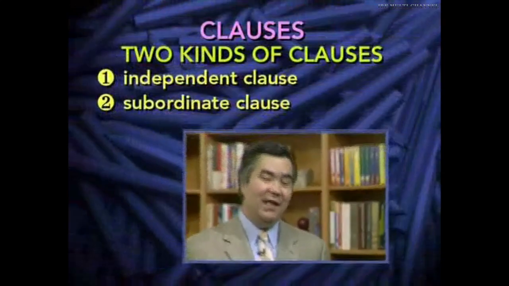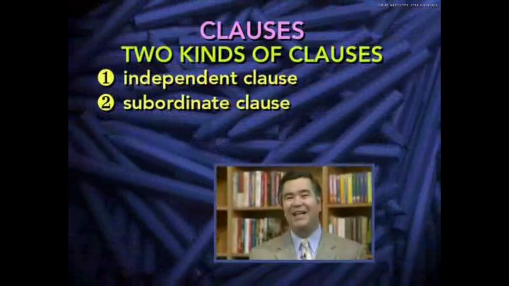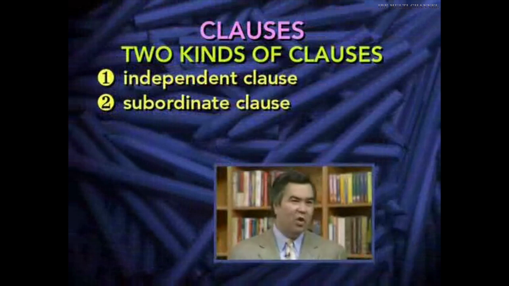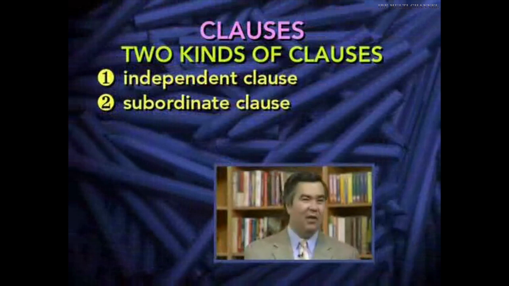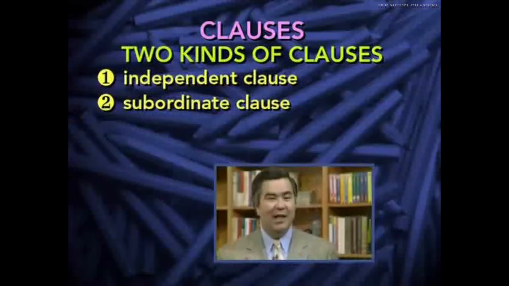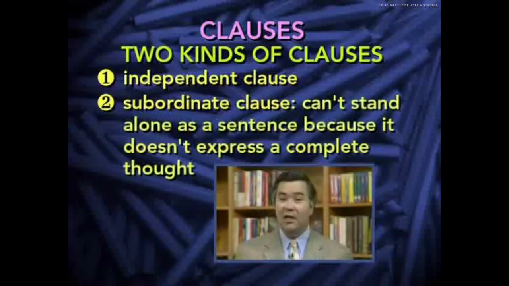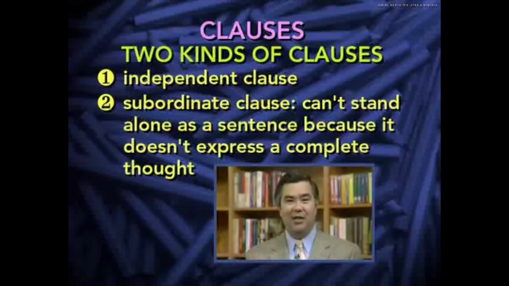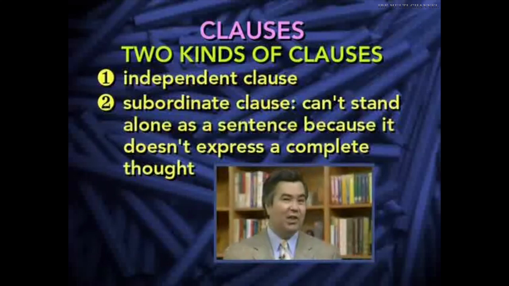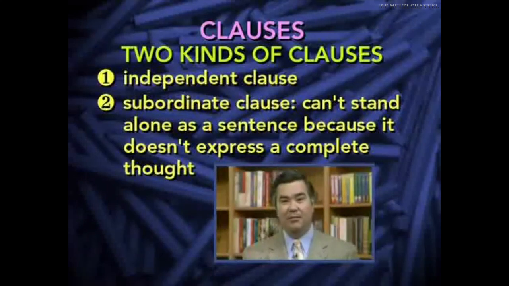Well, if an independent clause can stand alone as a sentence, what do you call a clause that cannot stand alone as a sentence? The answer is a subordinate clause. The word subordinate means following, or less important than. And this describes what these clauses are like. A subordinate clause can't stand alone as a sentence because it doesn't express a complete thought.